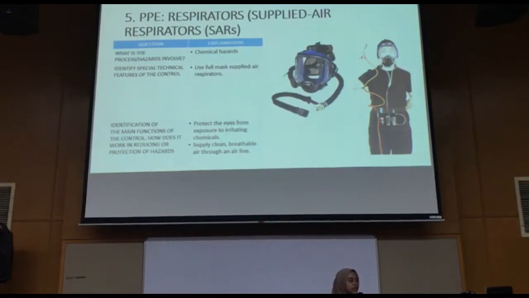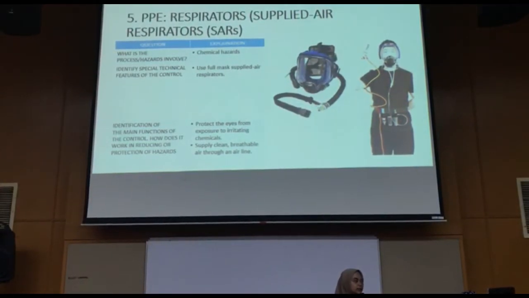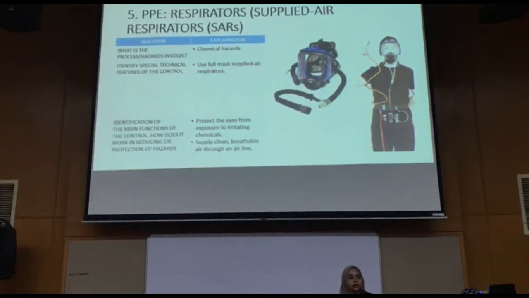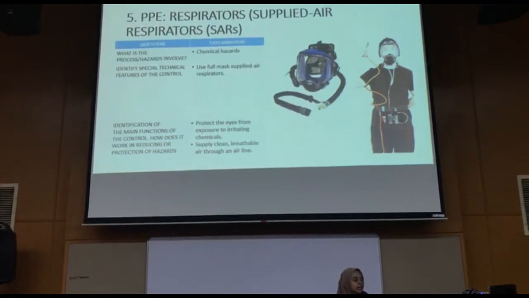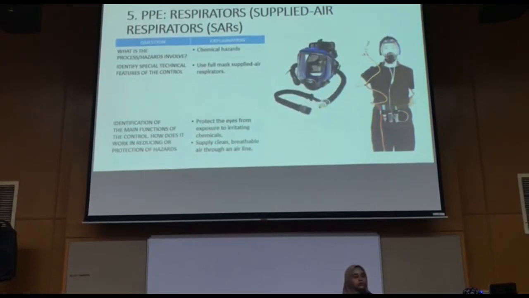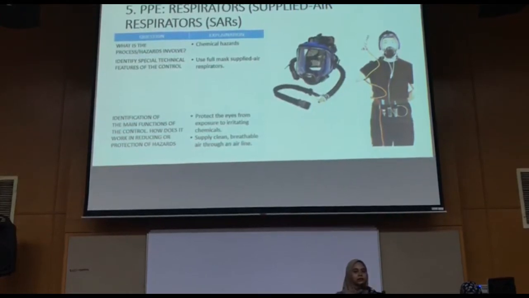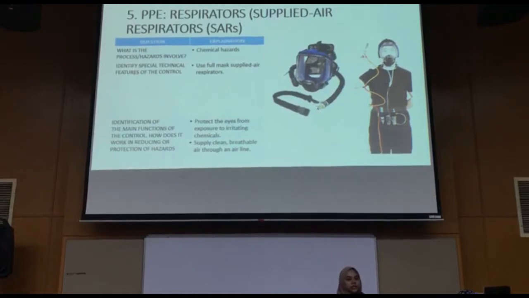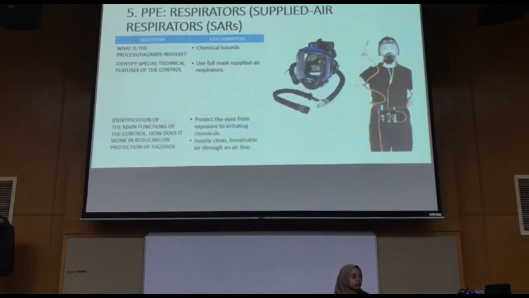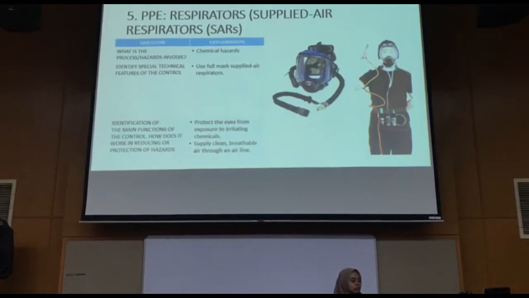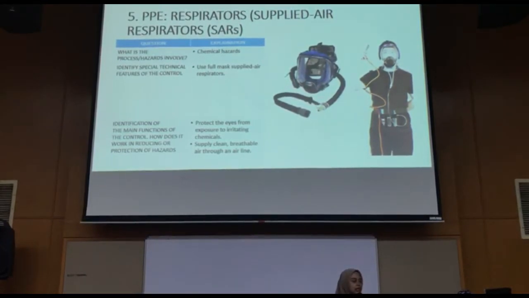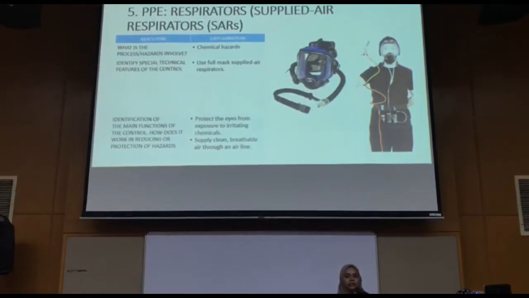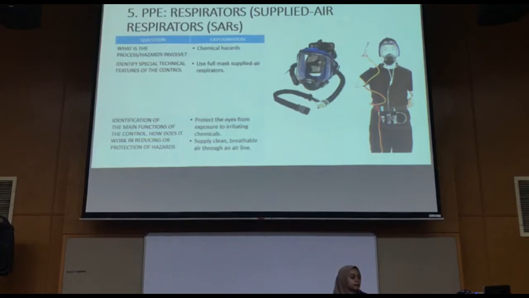Okay, we look at the first PPE, which is respirators. The hazard involved is chemical hazards such as gases or vapors. The special technical feature is to use full mask supplied air respirators or SAR. How does it work in protecting from the hazard? Firstly, it protects the eyes from exposure to irritating chemicals, and it also can supply clean, breathable air through an air line because it supports a filter system.